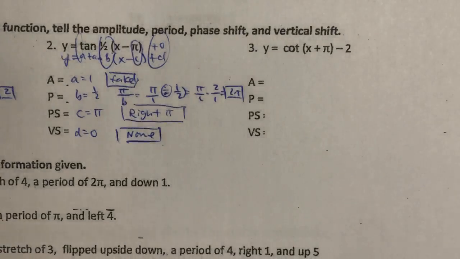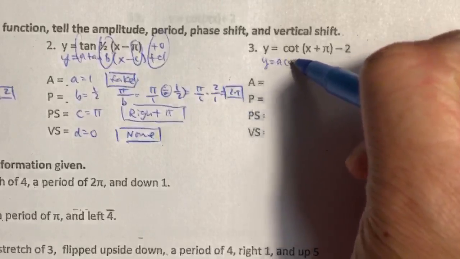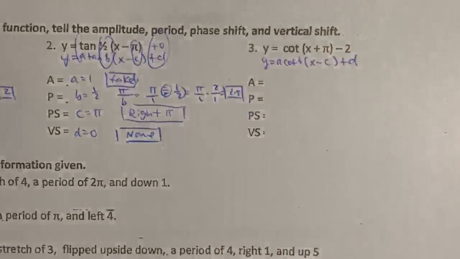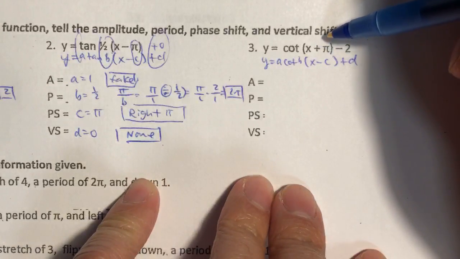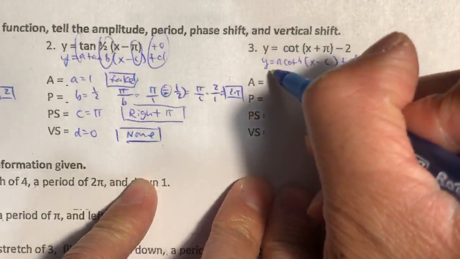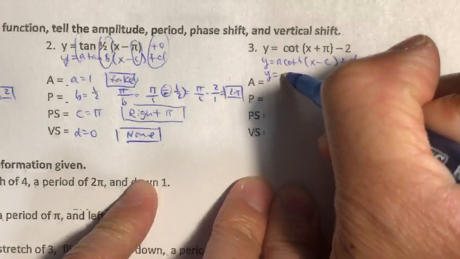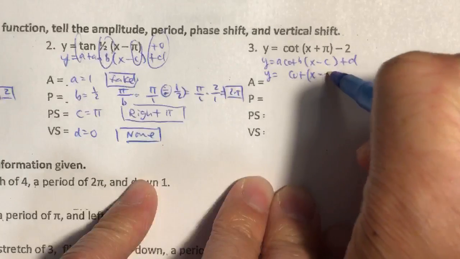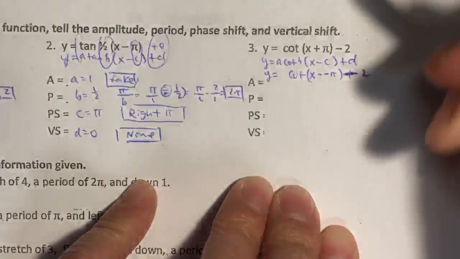All right, let's do the last one. Put in my letters. Okay, this one has a plus sign, and I like to change my plus signs to minuses. So if I were doing the original problem now, below the one with the letters, I would have cotangent x minus pi plus, minus 2.